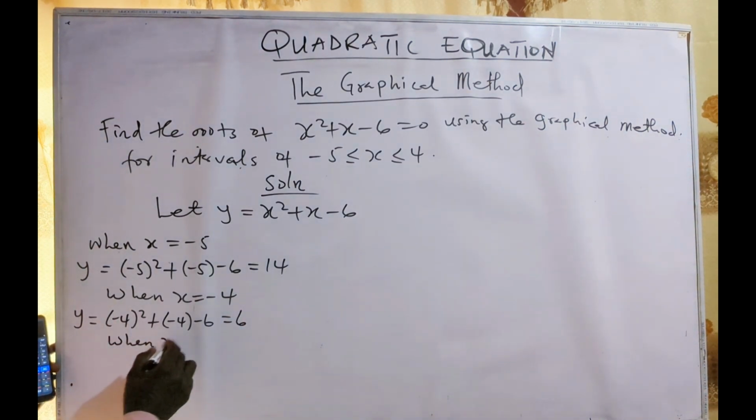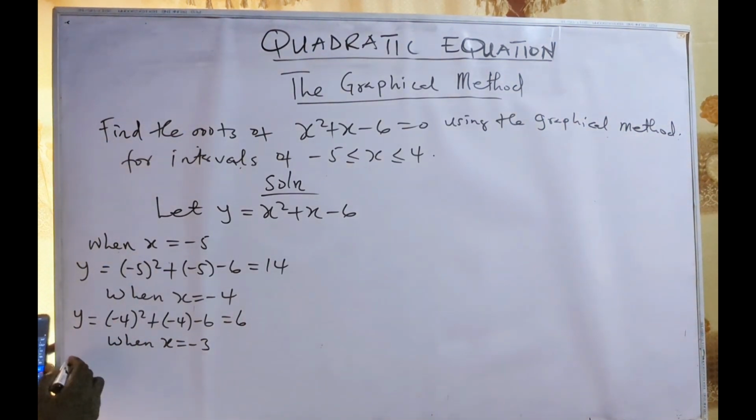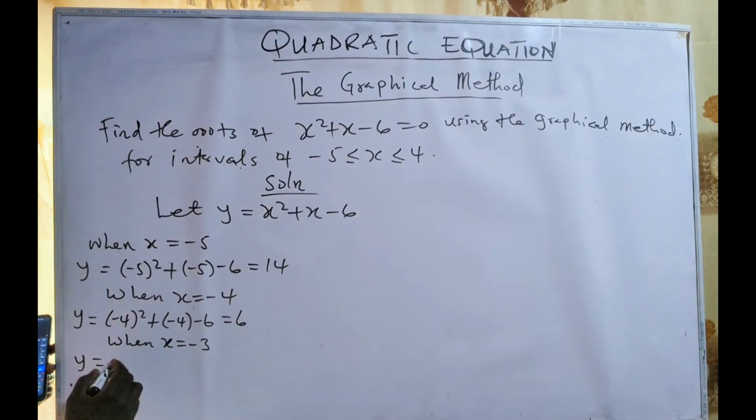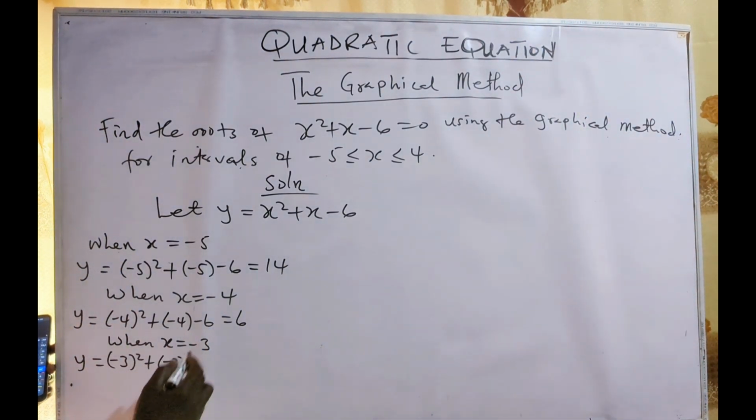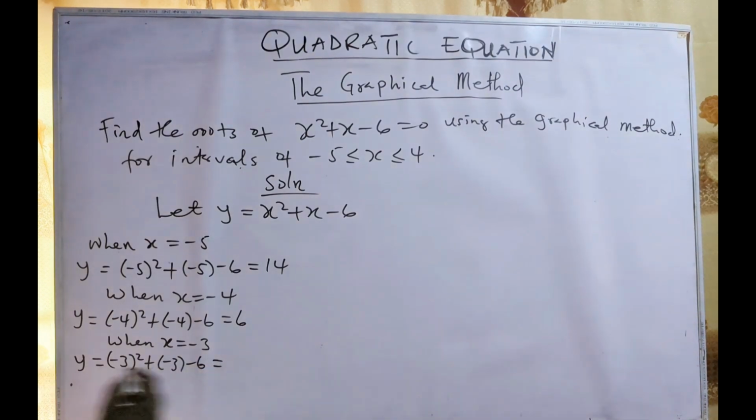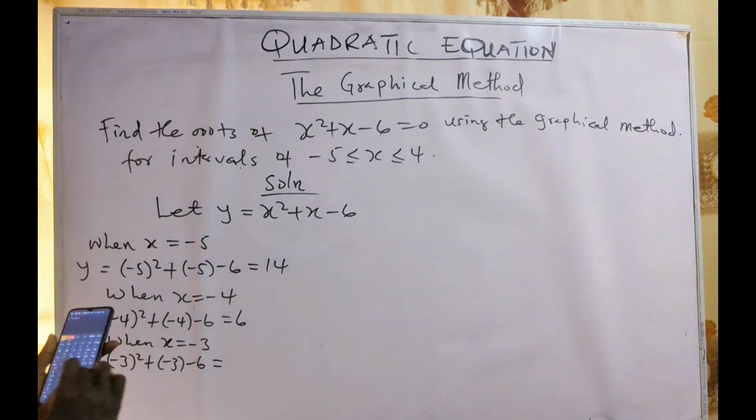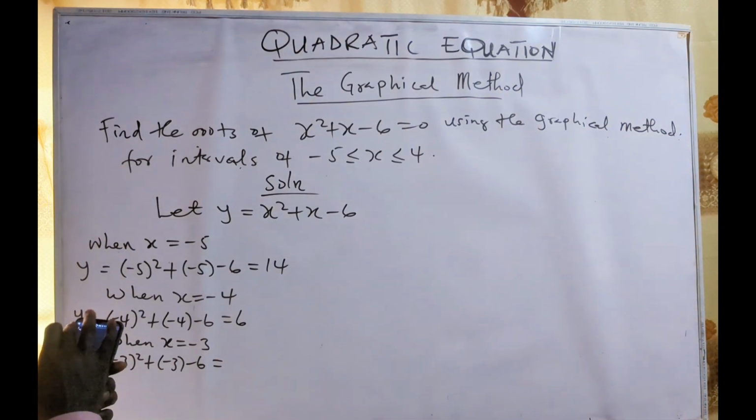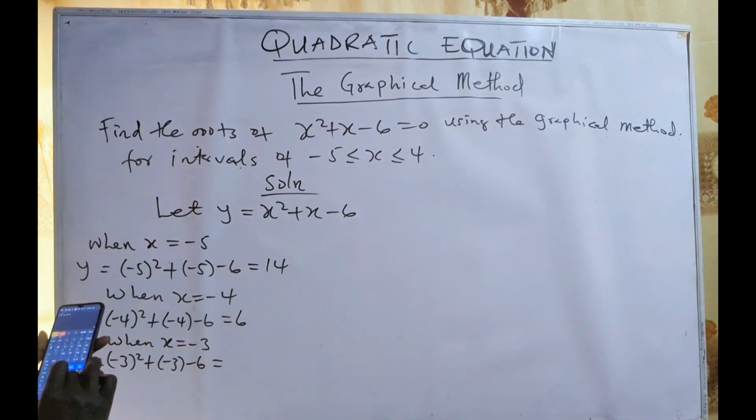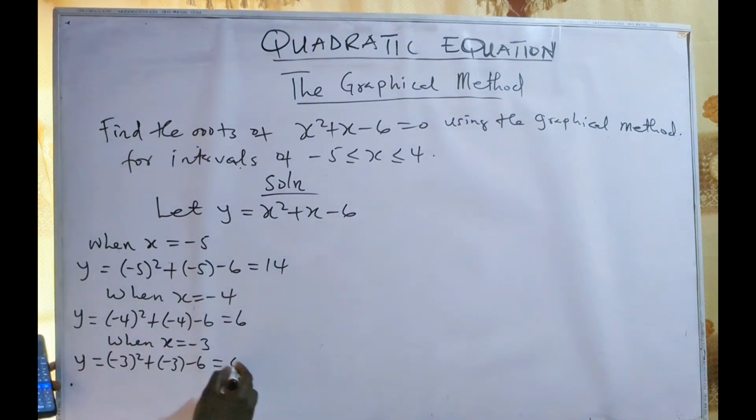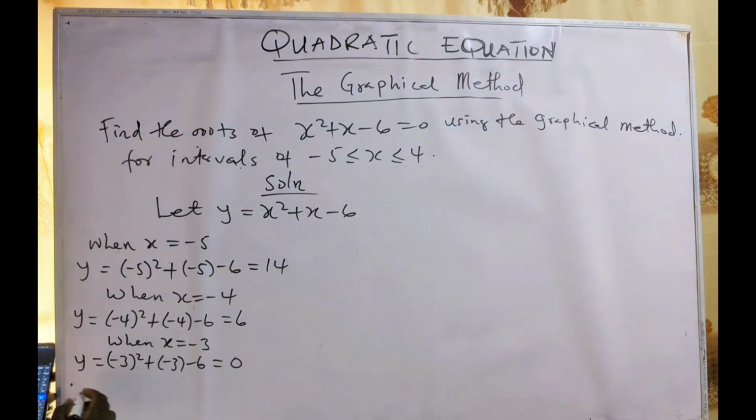And when x is equal to -3, what will be y? y will be equal to -3 squared plus -3 minus 6. And let's see what we are going to get for y. So we are going to get y as 0. So when x is -3, y is 0.